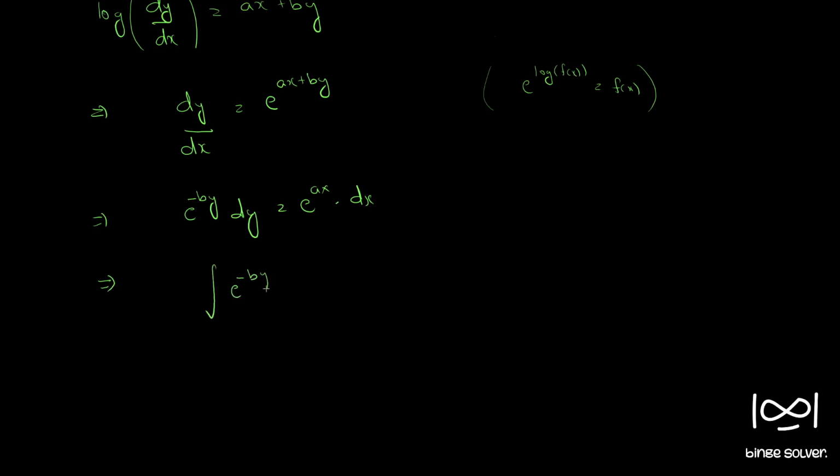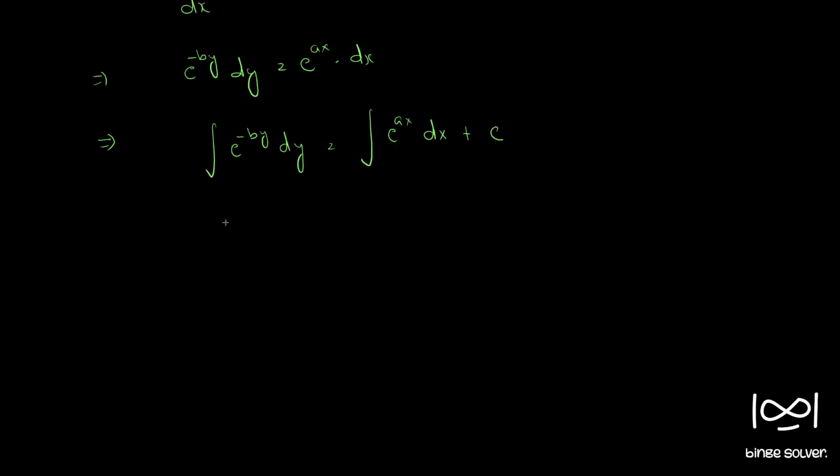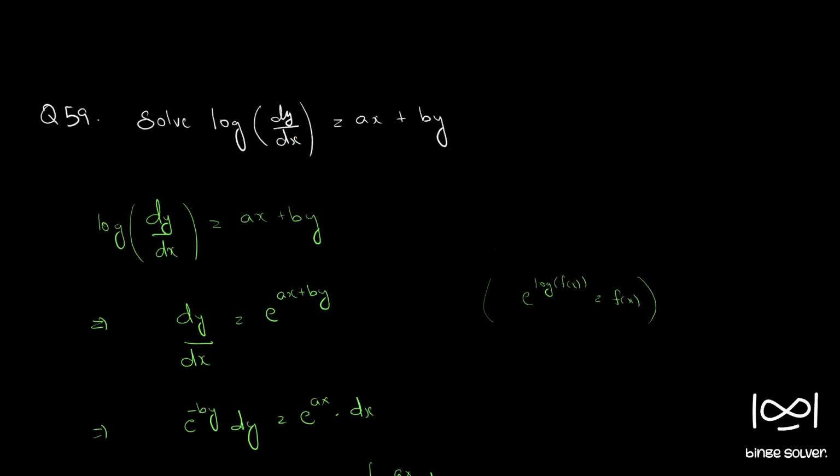Integral of e raised to minus by dy is equal to integral of e raised to ax dx plus c. Now here this integral is e raised to minus by by minus b is equal to e raised to ax by a plus c. So this is the solution. There is no other simplification here. So this is the solution to question number 59.